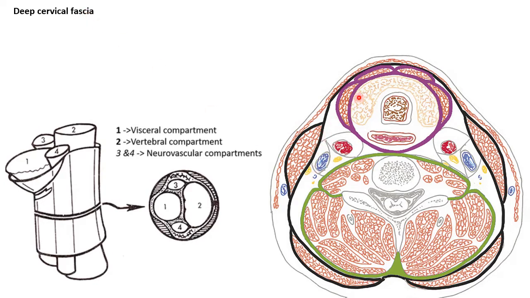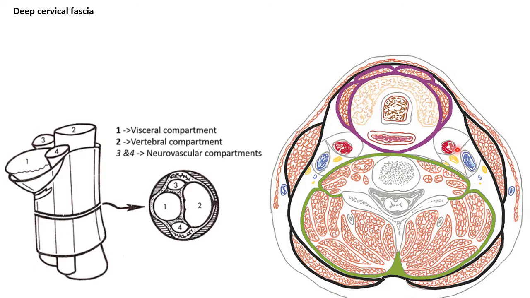We will enumerate the various layers of the deep cervical fascia. Then we will study the diagram of the cross section of the neck, and we will study the various layers of the deep cervical fascia in it. Then we will describe every layer of the deep cervical fascia and the clinical importance of the deep cervical fascia.